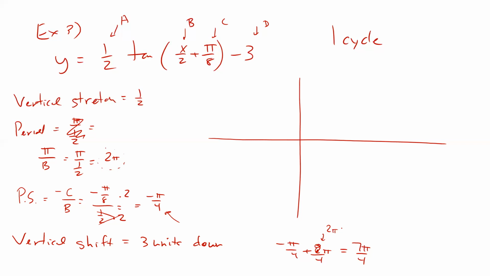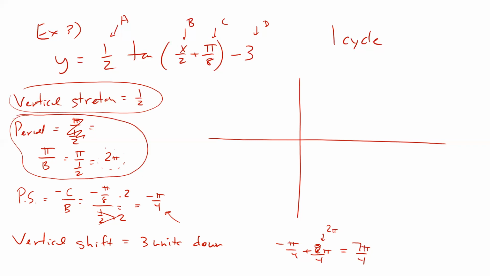So let's start building this. I think let's start building this in stages here. So let's handle these two pieces first, and then we'll handle the other ones here. So the vertical stretch is 1/2, so it's compressed down by 1/2. And the period is 2 pi. So originally we're going to go all the way up to 2 pi.